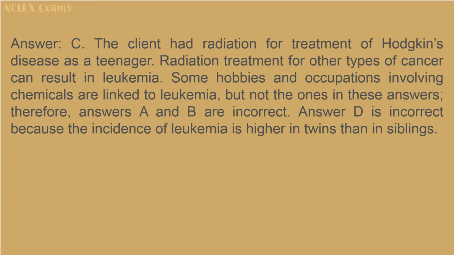Answer: C. The client had radiation for treatment of Hodgkin's disease as a teenager. Radiation treatment for other types of cancer can result in leukemia. Some hobbies and occupations involving chemicals are linked to leukemia, but not the ones in these answers. Therefore, answers A and B are incorrect. Answer D is incorrect because the incidence of leukemia is higher in twins than in siblings.